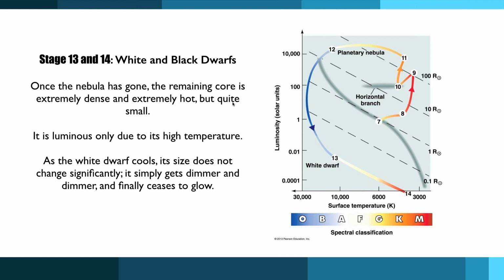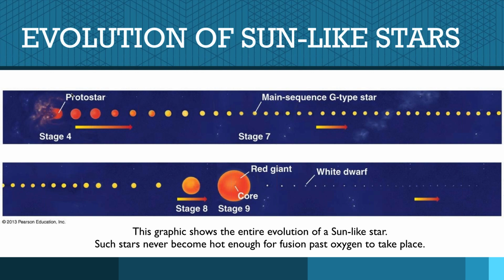So right after that planetary nebula goes away, it's a white dwarf star, and then as it gets dimmer and dimmer, it leads into a brown dwarf and then ultimately a black dwarf star. So this is the full evolution of a sun-like star.